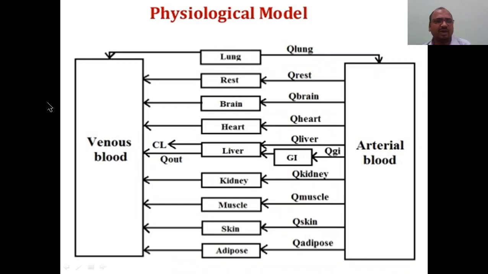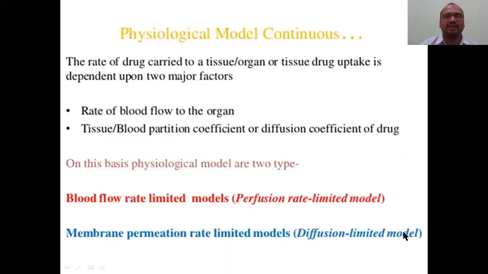This is the artery. From the artery, the blood always goes to the veins, which we know very well. And this is first pass metabolism, because whatever is absorbed from the gastrointestinal tract, whether drugs or food, goes first to the liver. That's why this part is very important. First pass metabolism I have already explained. These are the physiological models.